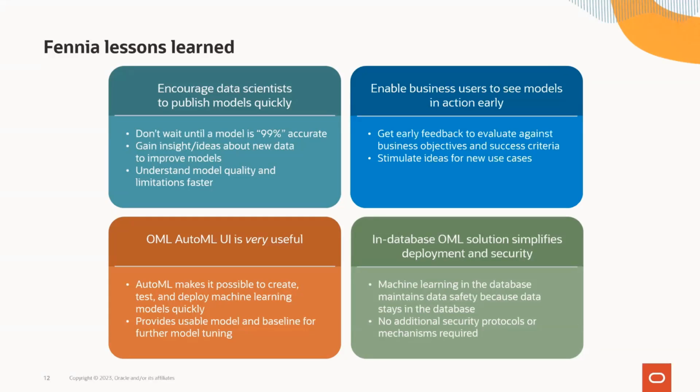Also, regarding lessons learned, what I learned was that data scientists should publish their models quickly. Don't wait until your model is 99.99999% accurate. You can publish it earlier to gain insights and ideas about the model. You can't improve it if you don't see it in real life. And also understand the model quality and limitations much faster. So please publish the model more quickly.